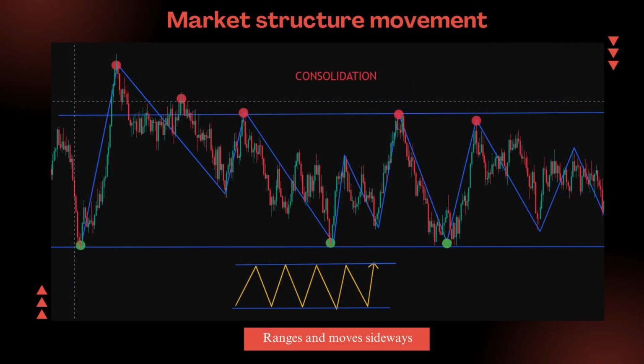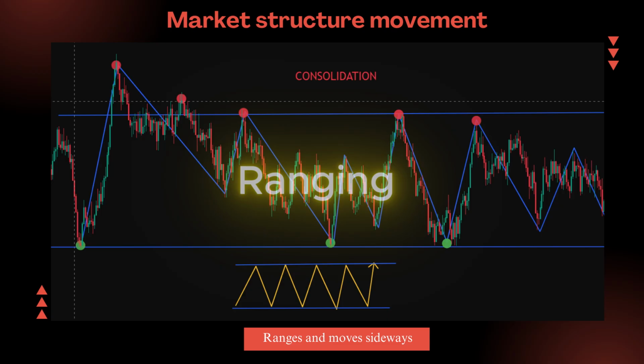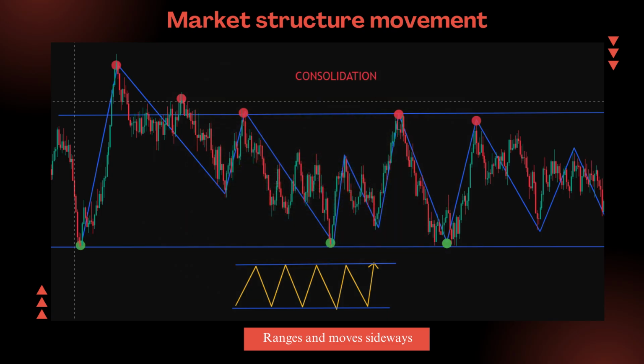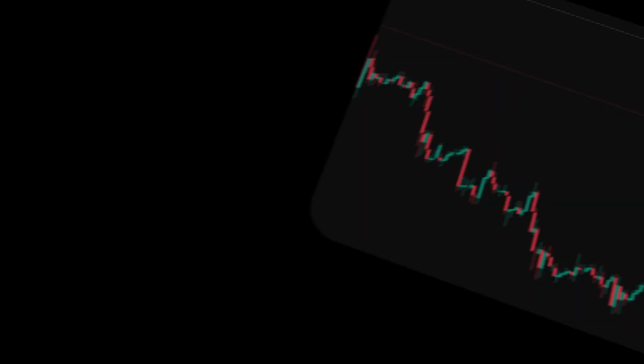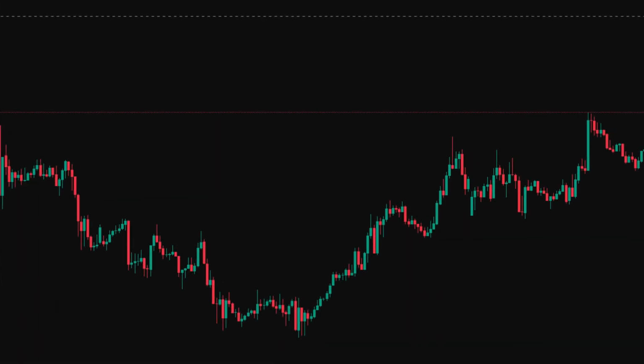A consolidating market is a ranging market that moves sideways. You trade when price breaks out of the range, either up or down. So now let's look at how you draw and analyze the market structure. Using the no overcomplication rule, you have to observe whether price is moving up or down. We can see that on the left, price is moving down, meaning it's a downtrend, and on the right it's moving up, meaning it's an uptrend.